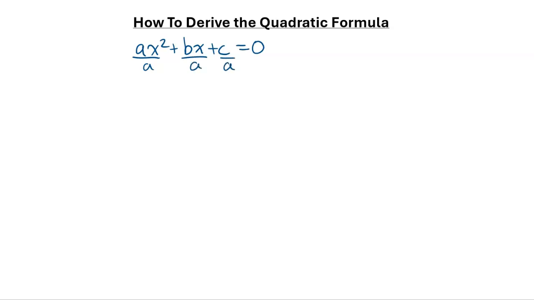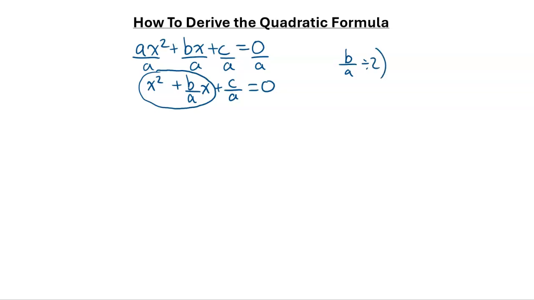And I can always divide 0 by a, because that's going to still be 0. So I have x squared plus b over a times x plus c over a is equal to 0. And so now what I want to do is create a perfect square with these first two terms. So I want to take the number b over a and divide that by 2 and then square it.